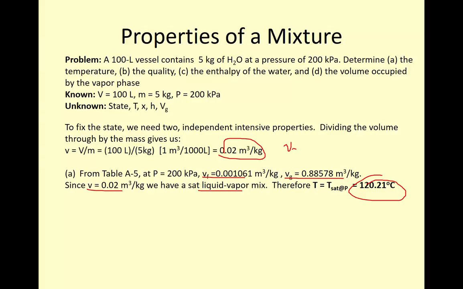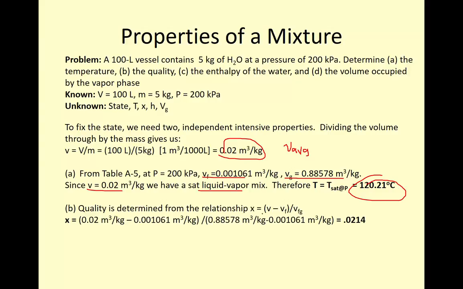So V average is equal to this 0.02 meters cubed per kilogram. So we've just calculated, based on the volume and the mass, this lump sum average of the fluid in that container. Using this information and the idea that quality is equal to V minus VF over VFG.